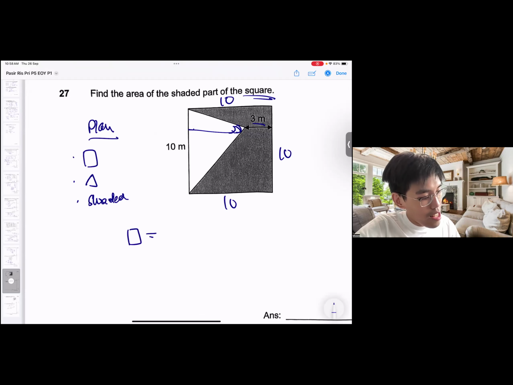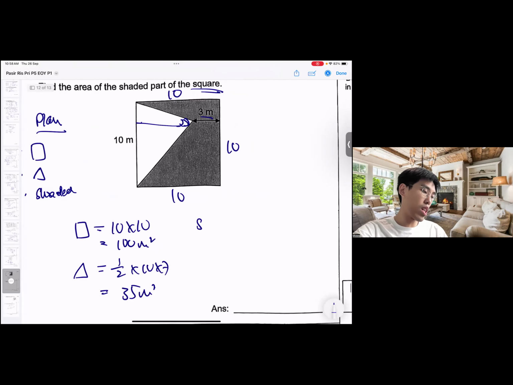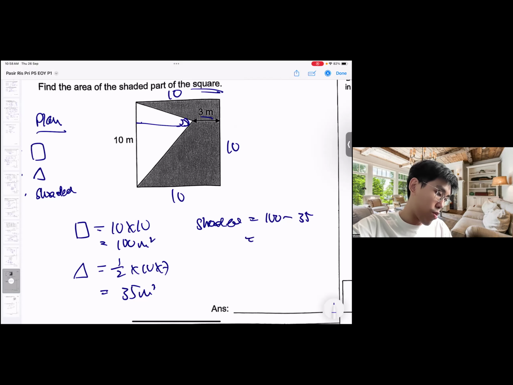So the square is 10 times 10, which is 100 meters square. Then the triangle will be half times 10 times 7, which is 35 meters square. So we can find the shaded, which is 100 minus 35, which is 65 meters square. That's the idea.